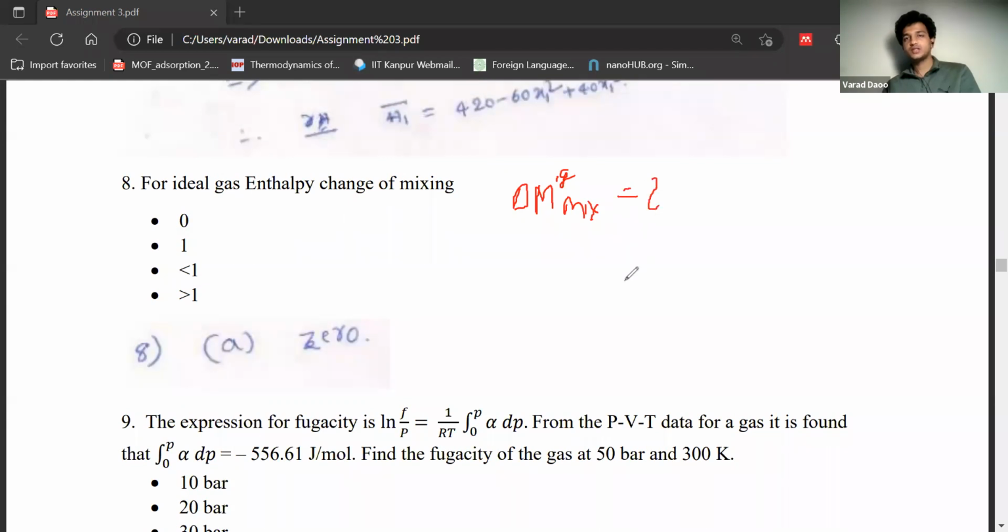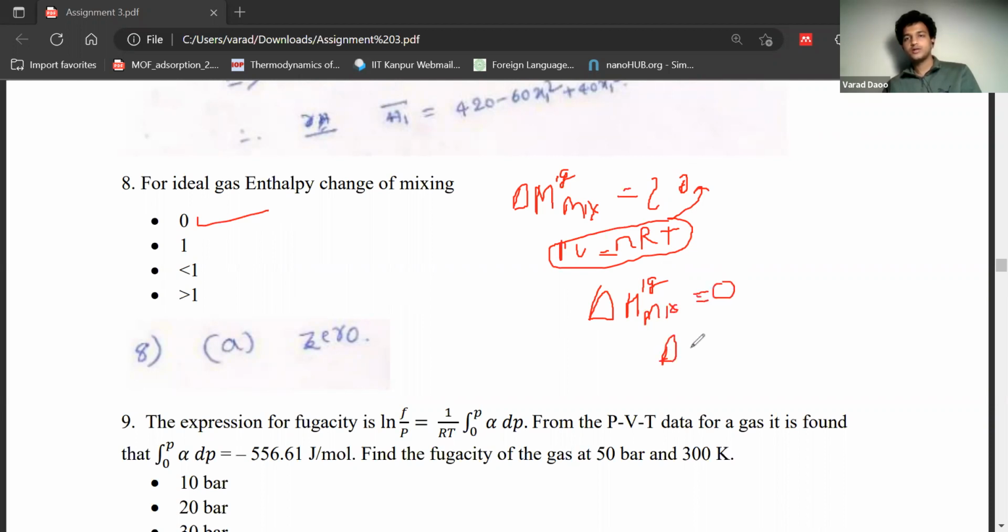What is the definition of this thing? And once you get the definition, then you just put the ideal gas equation, that is PV equals nRT, and then try to find with this expression how you relate with this, and then you'll get it as 0, right? So the standard results are delta H of ideal gas mixing is going to be 0. Similarly, delta V of ideal gas mixing is also going to be 0. Whereas delta G and delta S are not going to be 0, right?